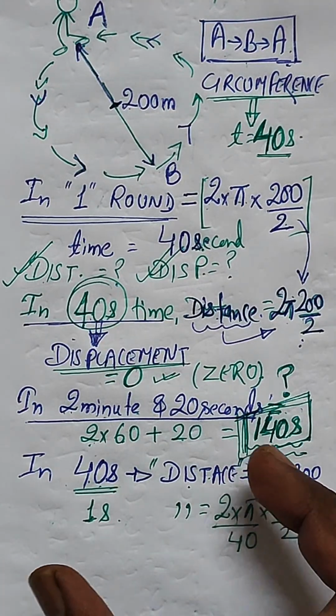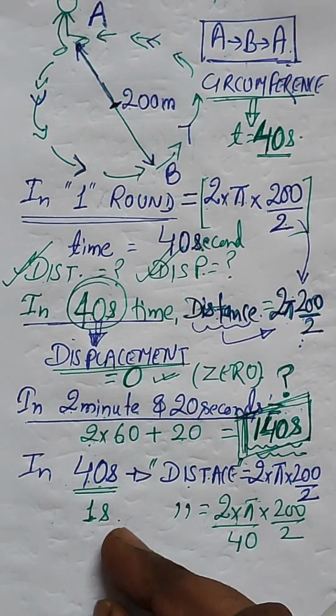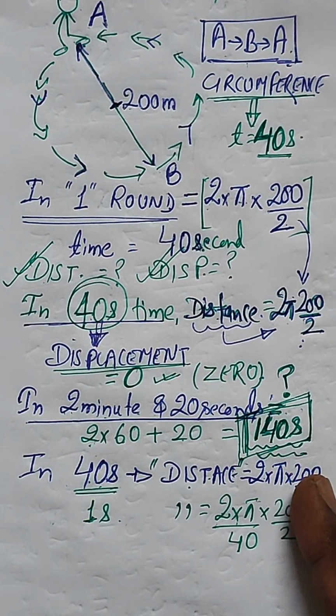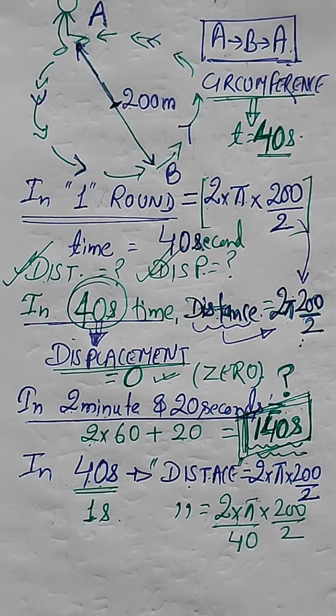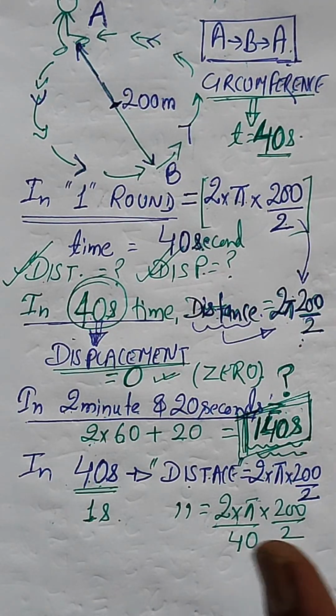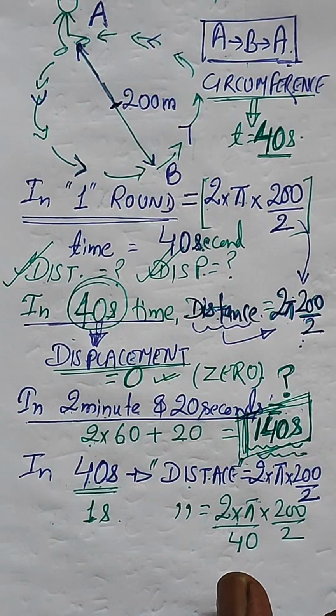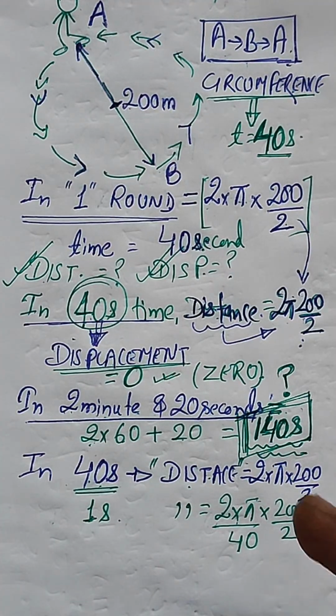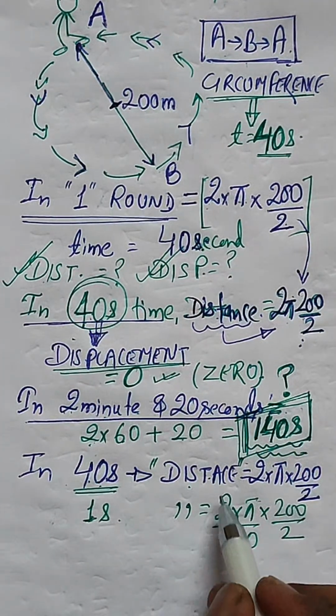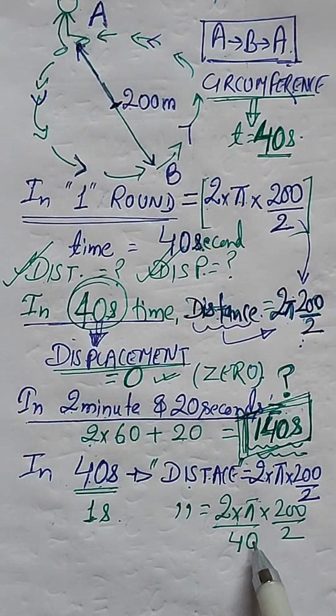Suppose you have been given one pizza and you need to divide it between 4 persons, right? Then definitely all will not get one pizza, all will get some fraction of it. That means that pizza needs to be divided. So that's why I divided the whole distance by 40.